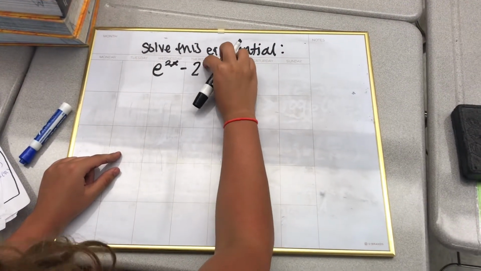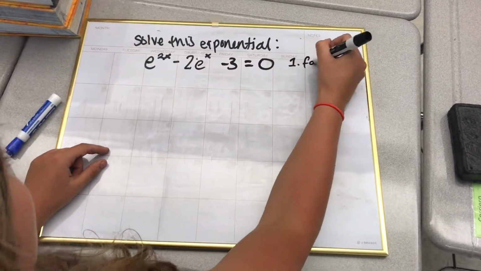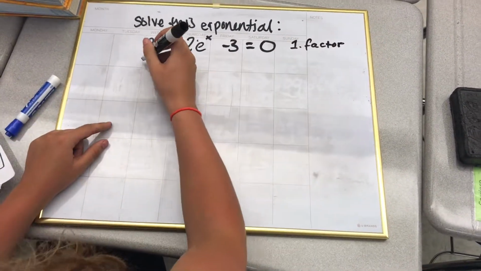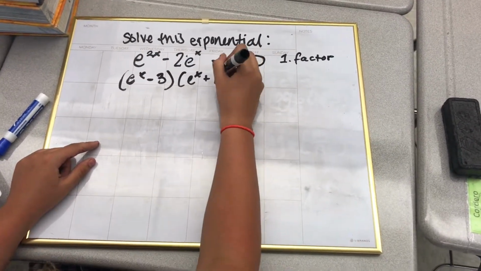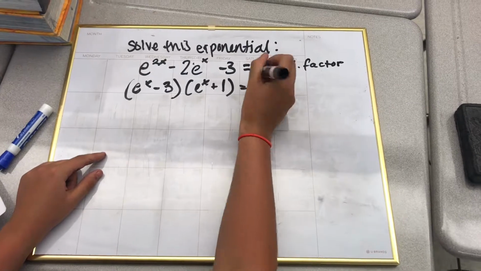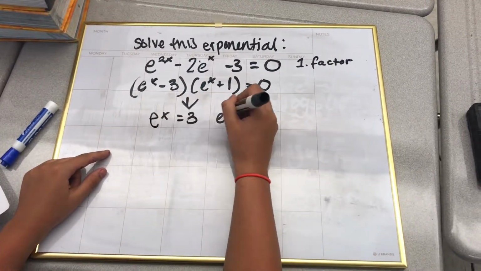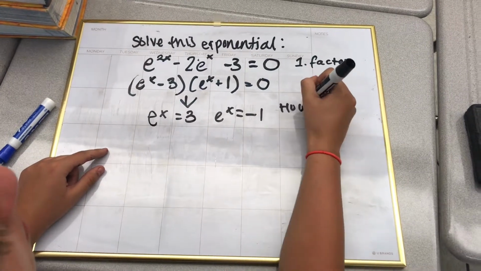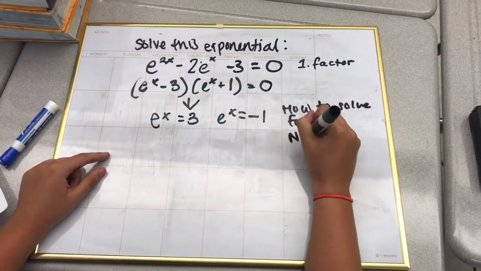Okay, so now we're going to solve this exponential: e to the power of 2x minus 2e to the power of x minus 3 equals 0. The first thing you have to do is factor this problem. Once you factor that, set the factors equal to 0, and then I individually set them equal to 0 and tried to solve for x as much as I could, but then you get stuck here when it was e to the power of x. How do you solve for the x?